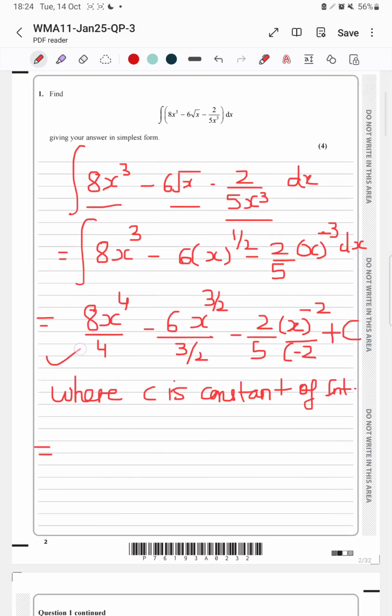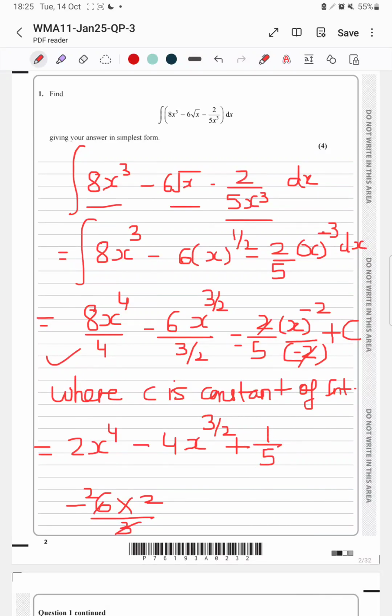So now we have to simplify this expression. What we got here is 8x to the power of 4 over 4. That means it is 2x to the power of 4. This is minus 6 over 3 by 2, so minus 6 divided by 3 by 2. It becomes basically 2 by 3 times 6, which generates 4, because 3 times 2 is 6. So this is minus 4x to the power of 3 by 2. Then this 2 and this 2 will cancel out. Negative and negative will become positive. So plus 1/5, and then x to the power of negative 2. Either you keep it like that, or if you want, you can bring it down to make it a positive power, plus c.